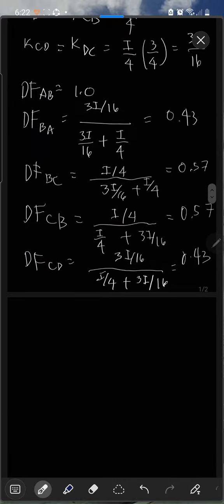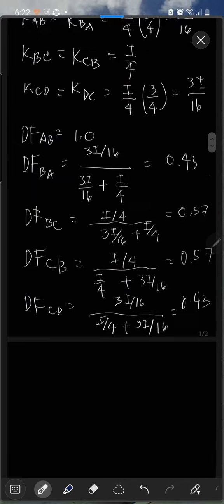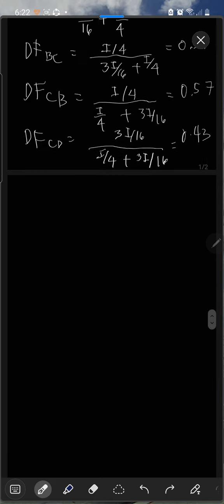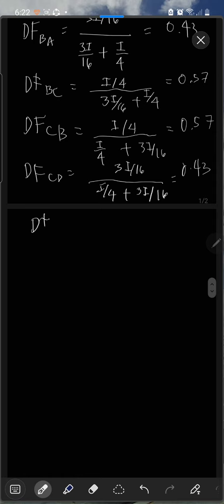Next, DFDC. So, here. The last one going toward here. DFDC is still, it is the end, then simple support. So the value of the distribution factor is equal to 1.0. Okay. So we are done with the relative stiffness or modified stiffness. We are done with the distribution factor. So, the next step is to compute the fixed end moments.